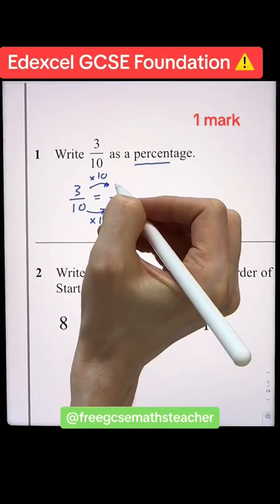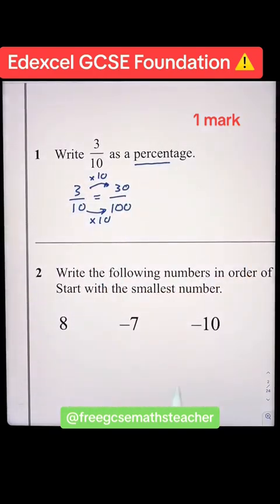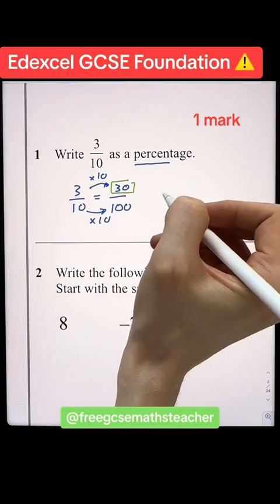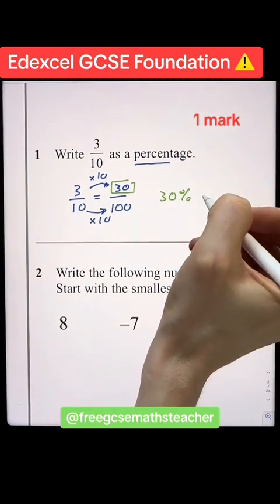So 3 times 10 gives us 30. Now that's out of 100, we just simply read off our number at the top. Hence, 3 over 10 is 30%.